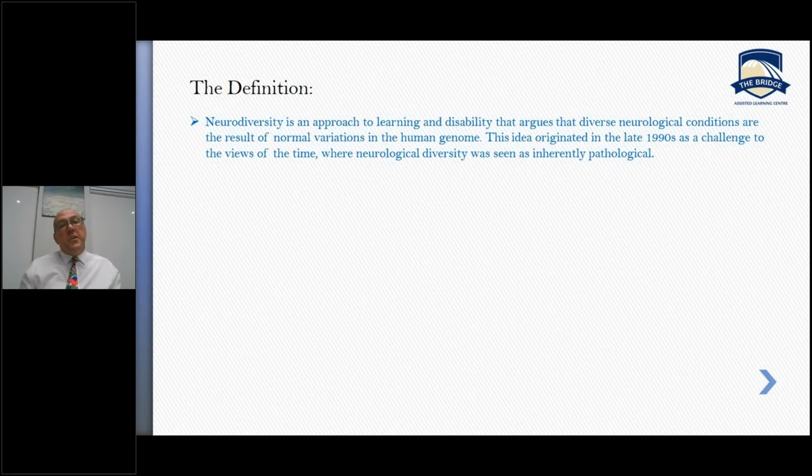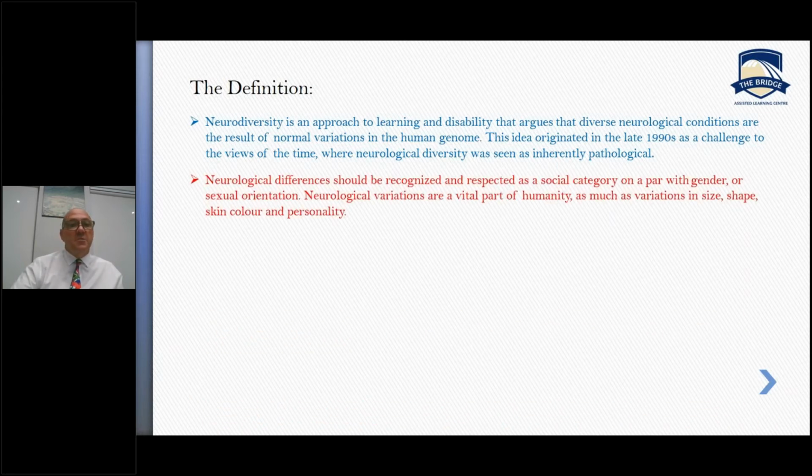And at the time, the views were very much about problems and a medical model where everything was pathological, so that's a disease, a problem, and neurological diversity was seen as exactly that, as inherently pathological, if you like. So that's where this has come from, the concept of neurodiversity, way back in the 90s already.